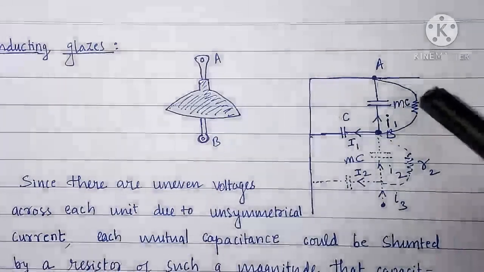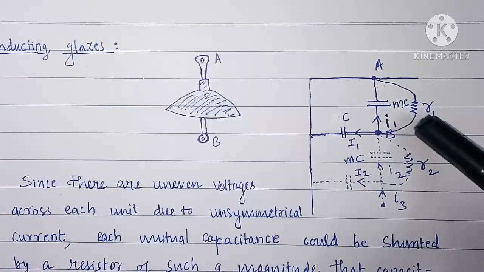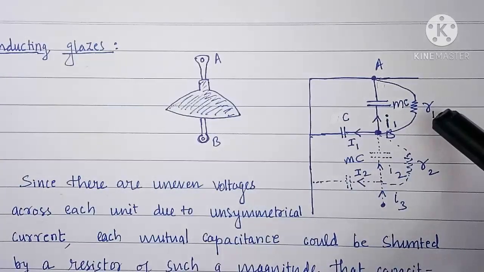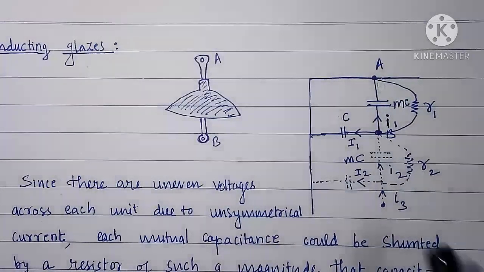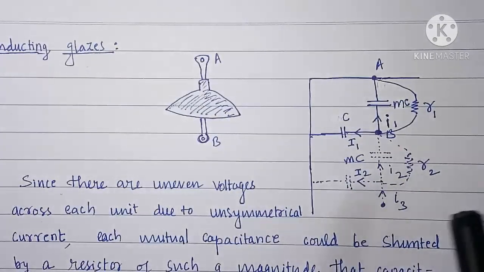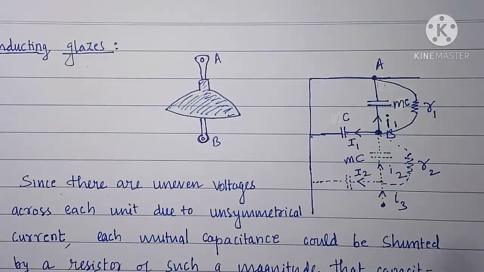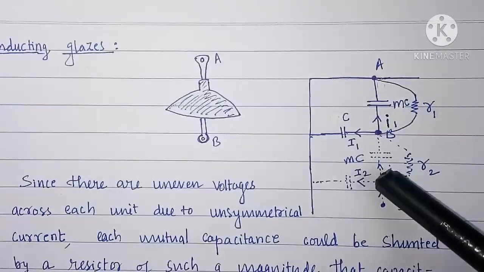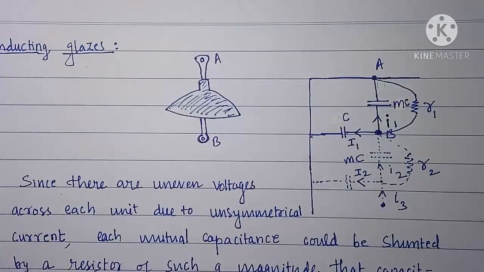For that, think of a resistance connected in parallel with the capacitor here. First capacitor, resistance R1 in parallel. Second capacitor, resistance R2 in parallel. These R1, R2, R3 and so on, values should be so selected that the current flowing through each capacitor will become equal, and hence the voltage across each unit will become equal.